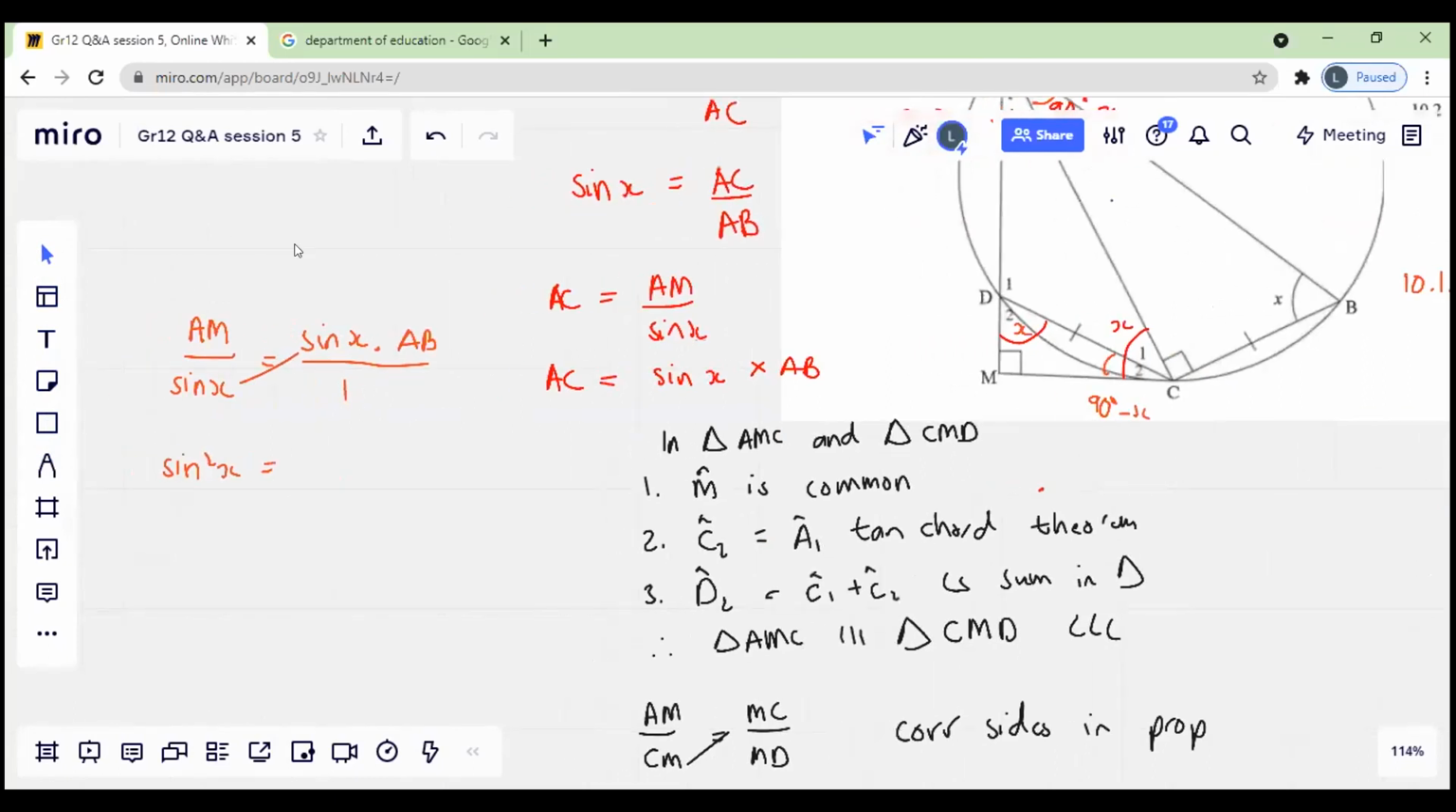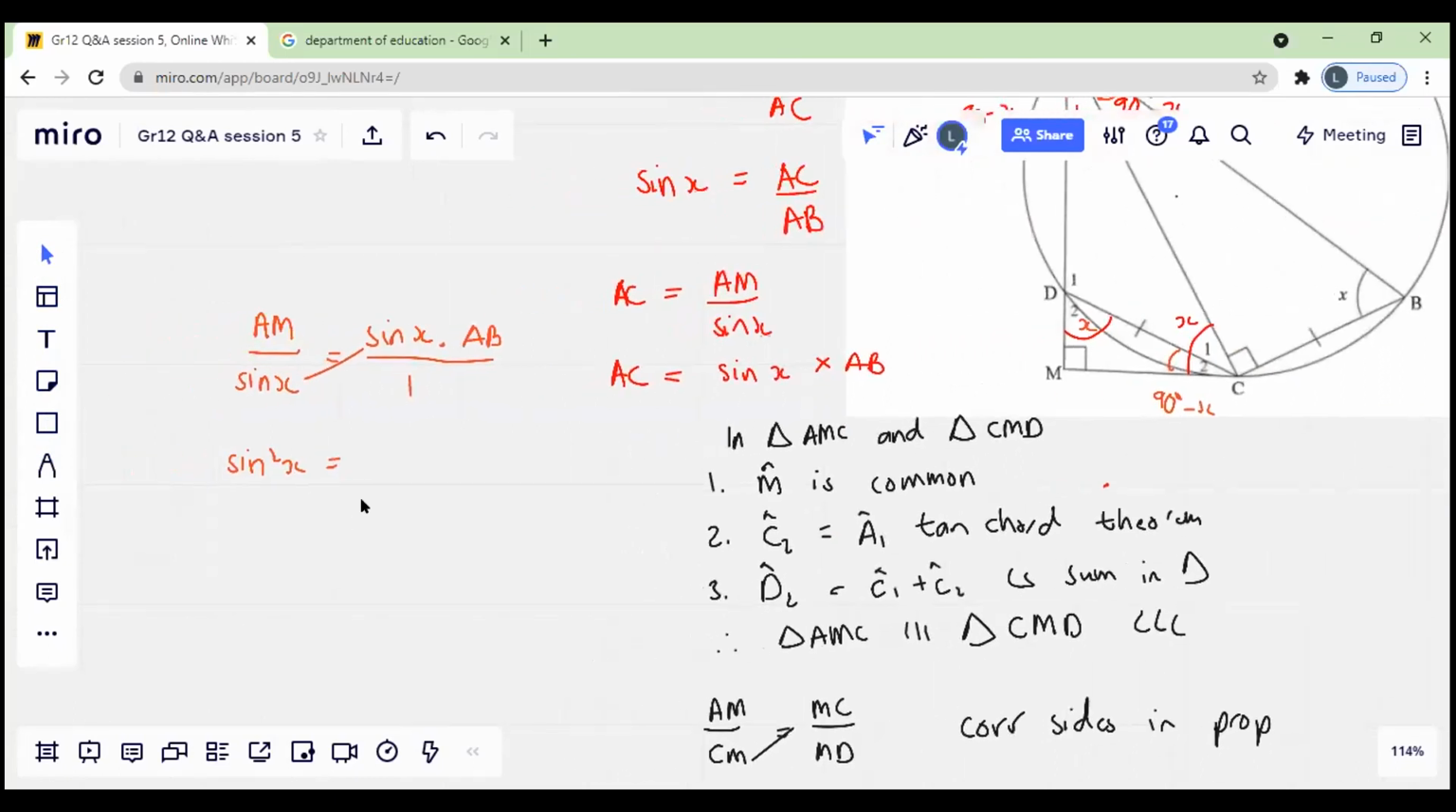Let me just move this over. So that would be sine squared x over AB would be equal to AM. Sine squared x. No, that would be times AB. Sorry. Times AB. Of course it is.